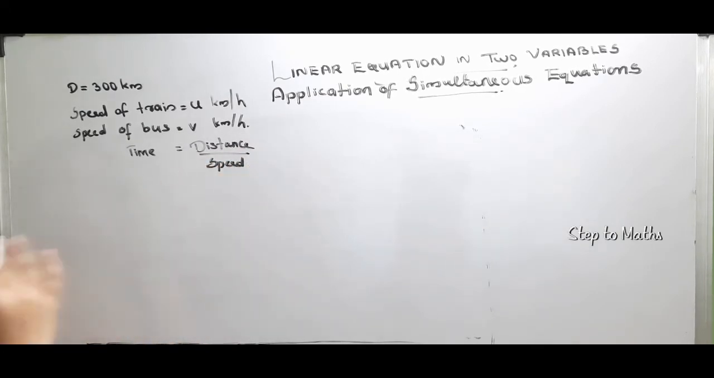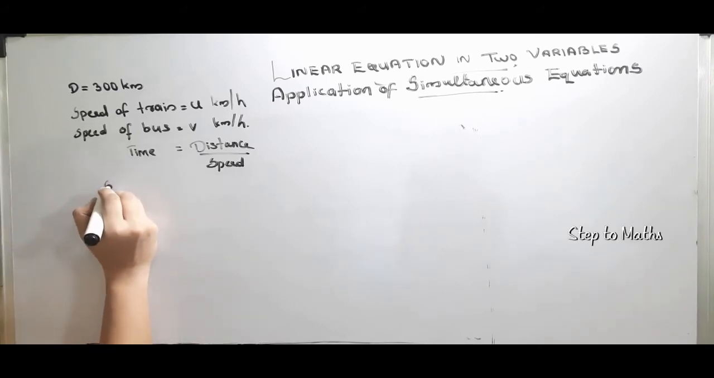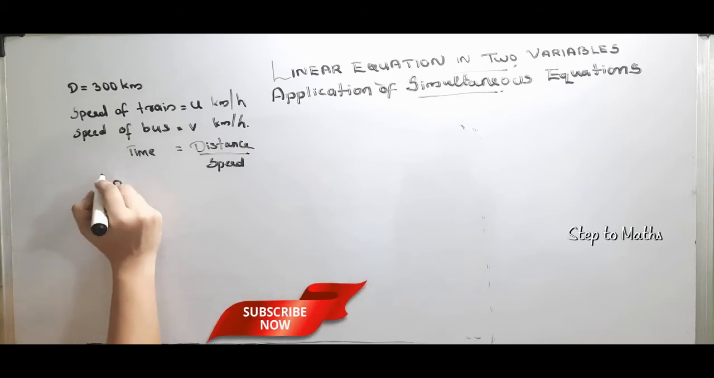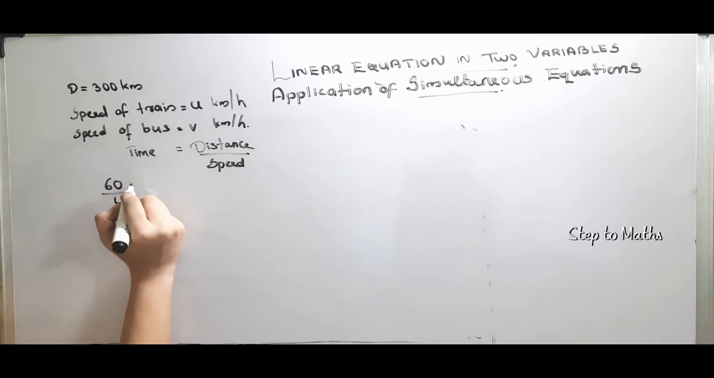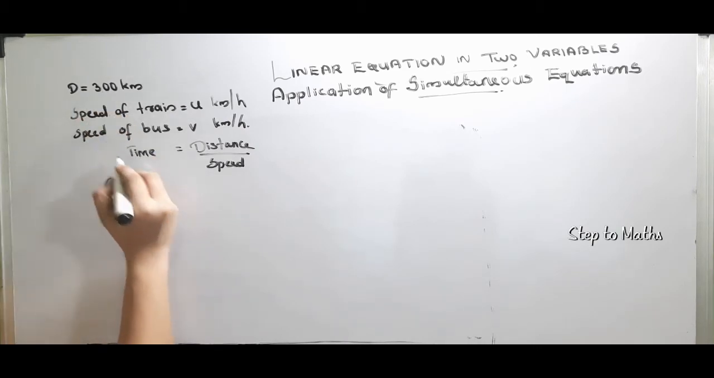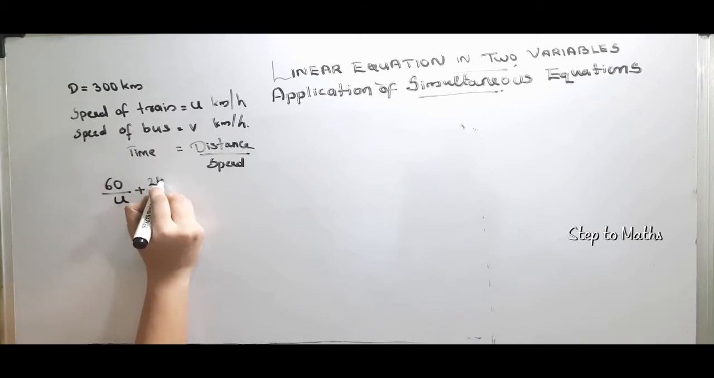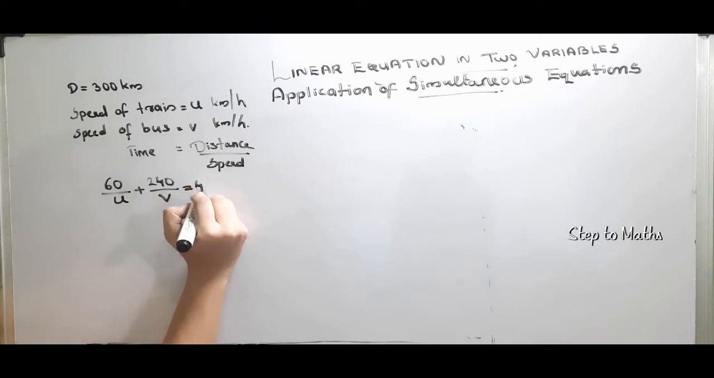Okay. Well, now move to our given equation. If she travels 60 km by train and the remaining by bus, total distance is 300, so the remaining is 240 by v. Then she takes 4 hours.